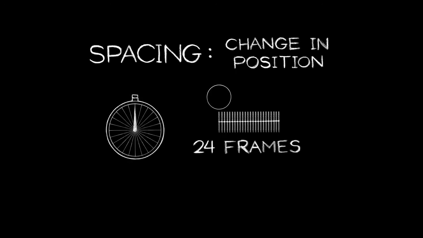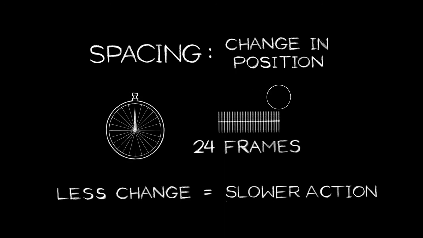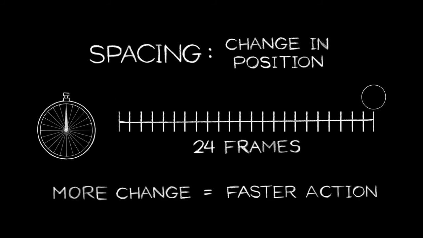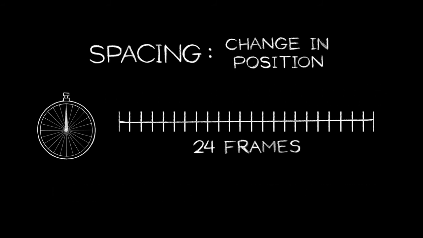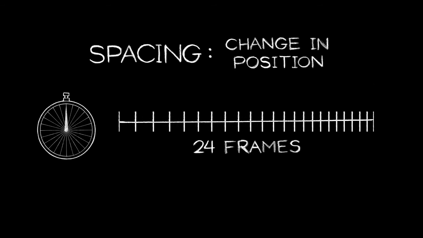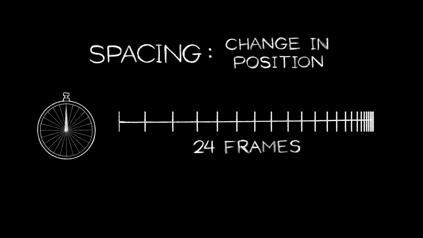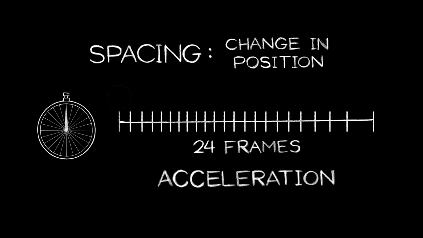The change in position between frames is the spacing. The smaller the change, the slower the action will appear. The greater the change, the faster it will appear. For an action to decelerate, each change in position must be less than the change before it. Likewise, for an action to speed up or accelerate, each successive change must be greater.